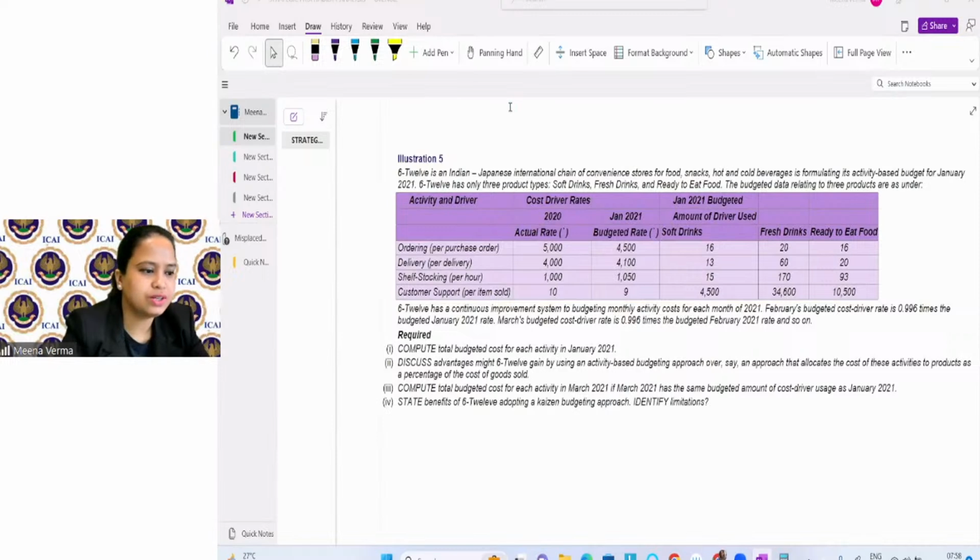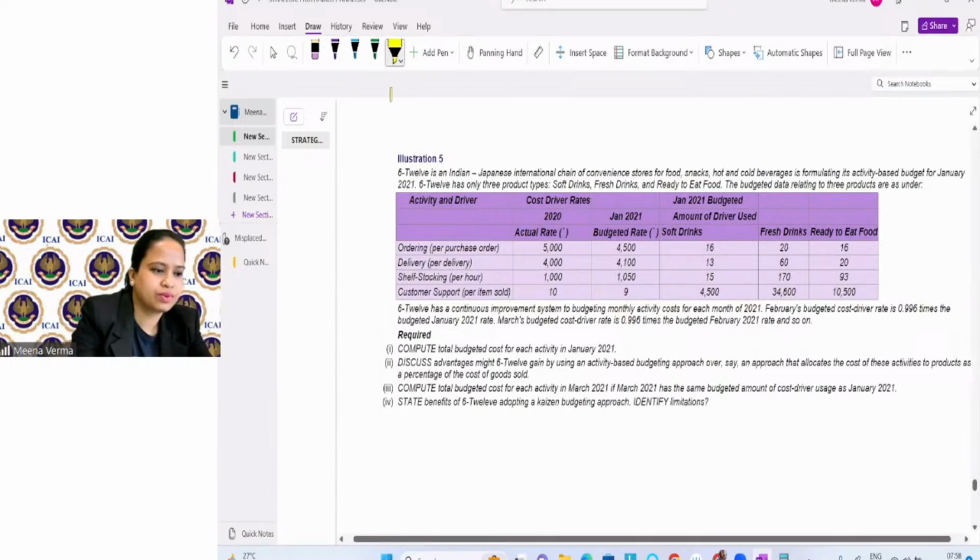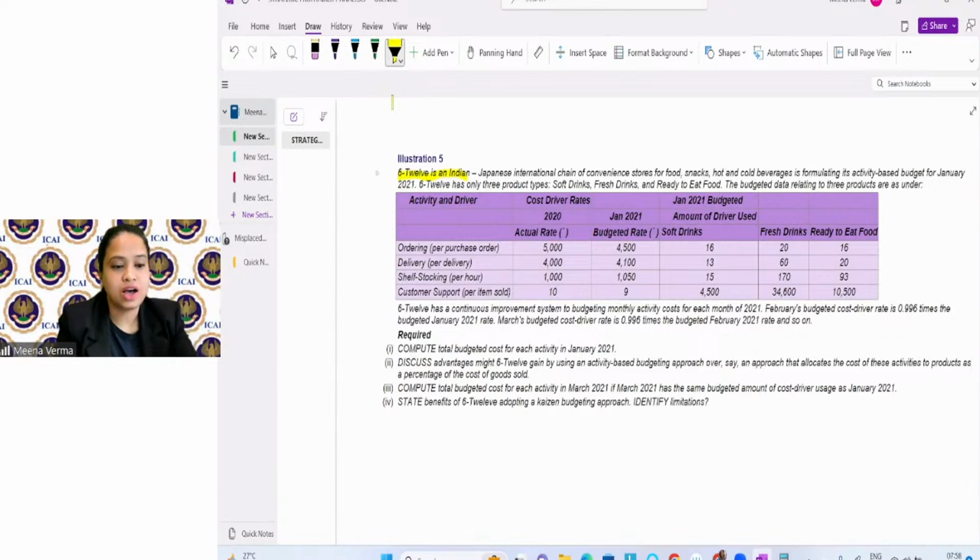So what is the question here? 612 is an Indian-Japanese international chain of convenience stores for food, snacks, hot and cold beverages, formulating the activity-based budgeting for January 2021. 612 is a company's name. It has only three products: soft drinks, fresh drinks, and ready-to-eat food. So the company is producing three different products. The budgeted data related to these three products is given.